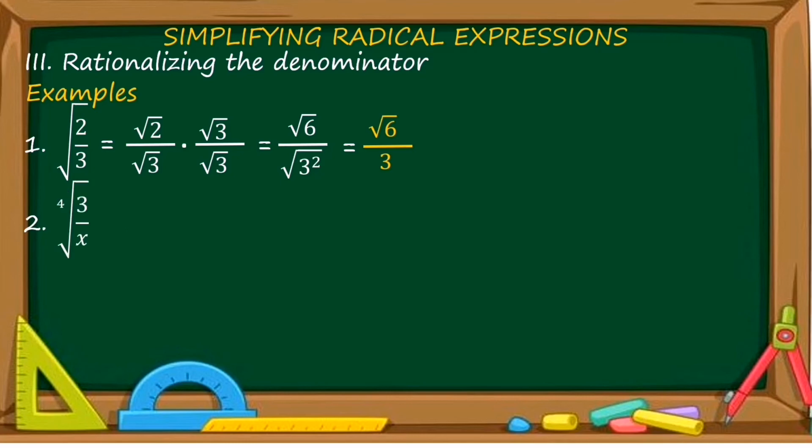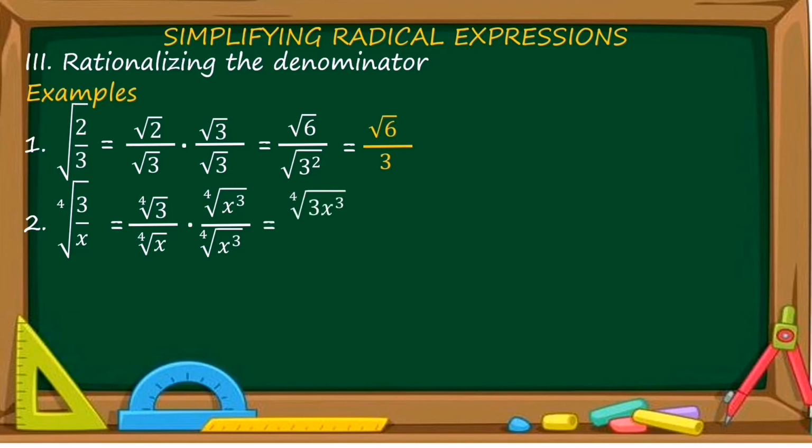Number 2, the fourth root of 3 over x. This can be written as the fourth root of 3 over the fourth root of x. As you notice, our index is 4 and the exponent of x is only 1. So we need x raised to 3 as our multiplier. So our multiplier is the fourth root of x raised to 3 over the fourth root of x raised to 3. Then let us multiply the fourth root of 3 times the fourth root of x raised to 3.